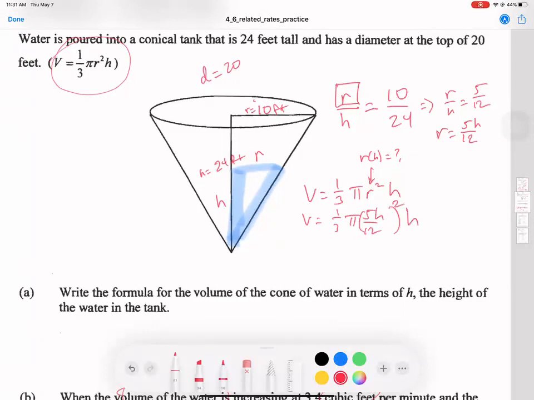This is squared. No longer is this in terms of r, but this is all only in terms of h. I'm going to pause there for 1 second. Does anyone have a question about how I made r into h?